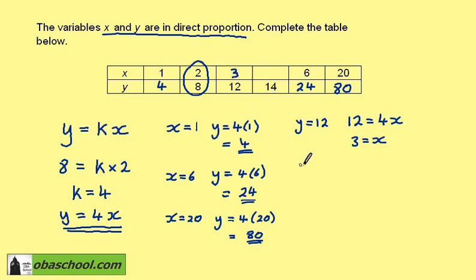Finally, we have y is equal to 14. Substituting in gives 14 is equal to 4x. Dividing both sides by 4 gives 14 over 4 is equal to x. This cancels to 7 over 2, or as a mixed number, 3 and a half.